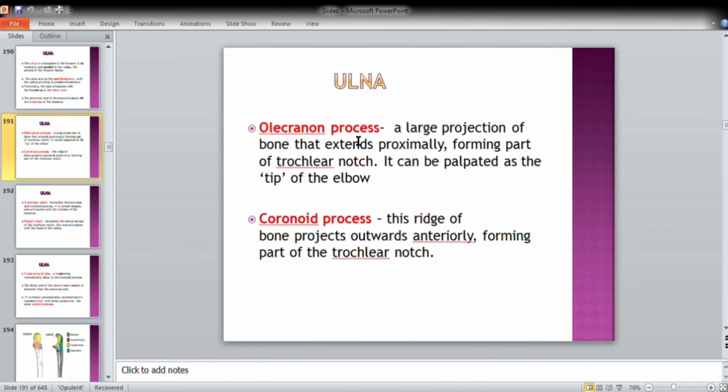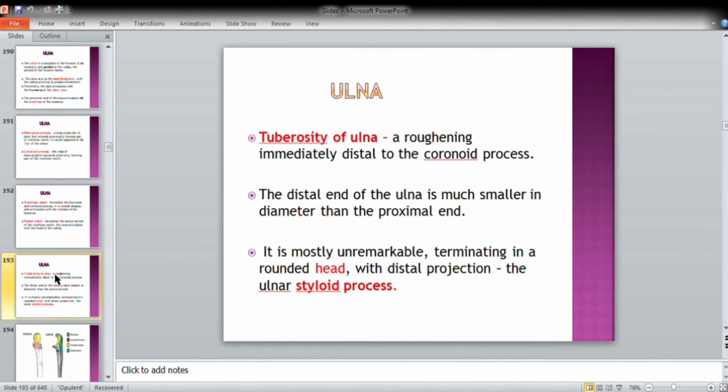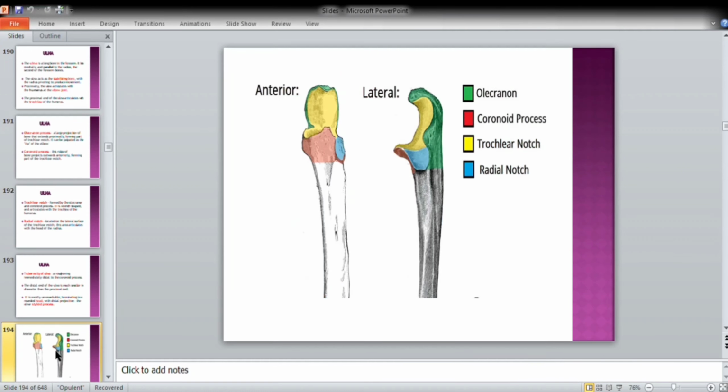Now this is the olecranon process, and this is the coronoid process, and this is the trochlear notch, and this is the radial notch. Here, let's see the ulna. This is the olecranon. Okay, this is the trochlear notch, this is the radial notch, and the coronoid process is shown in red here.